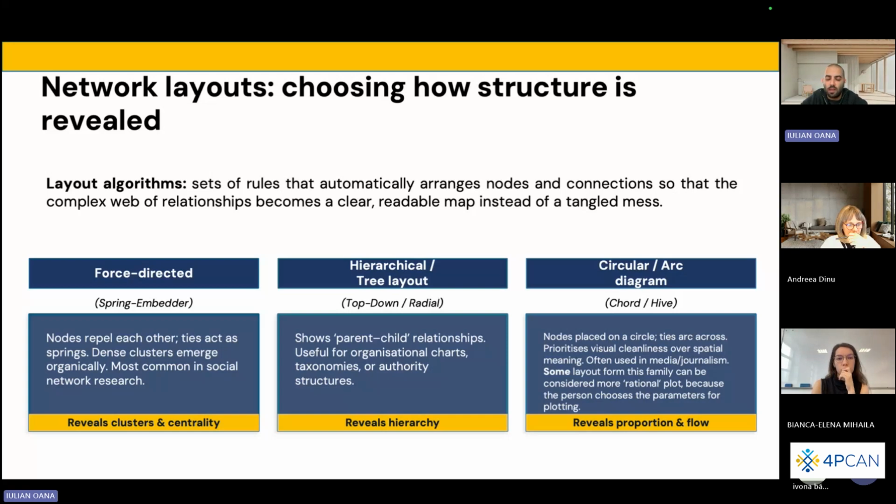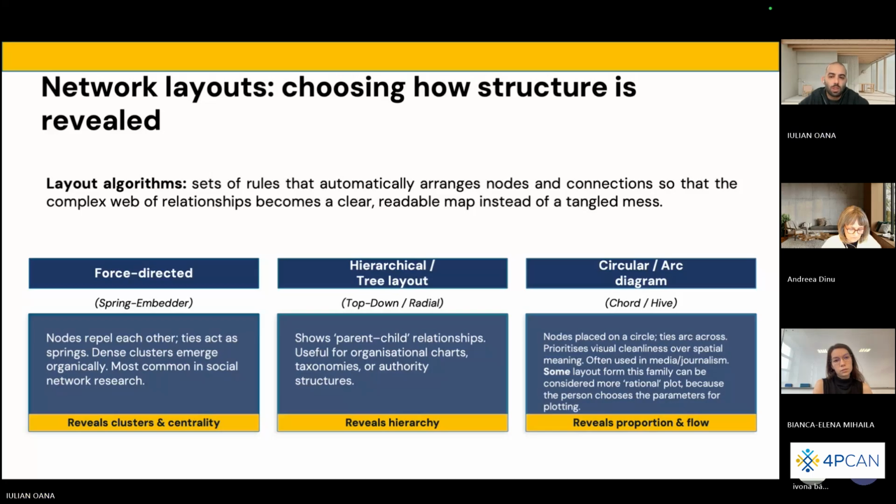For example, yesterday and in our other meetings, I've talked about link tracing, or snowball sampling, where we go from one person to another person through recommendations. Here, for example, we can use these hierarchical tree layouts to look at how the recruiting process went throughout the fieldwork.